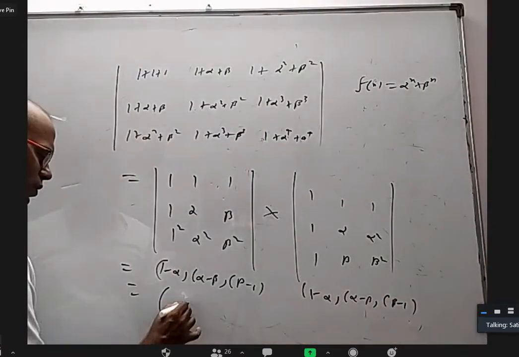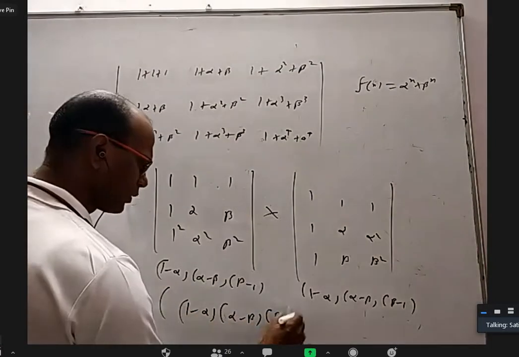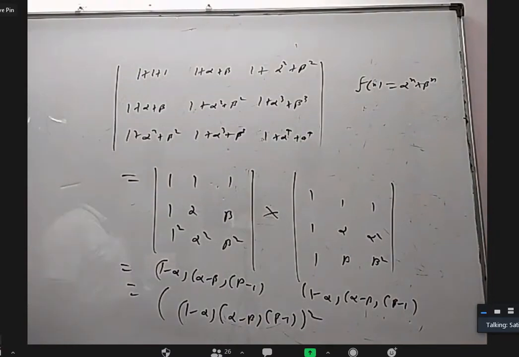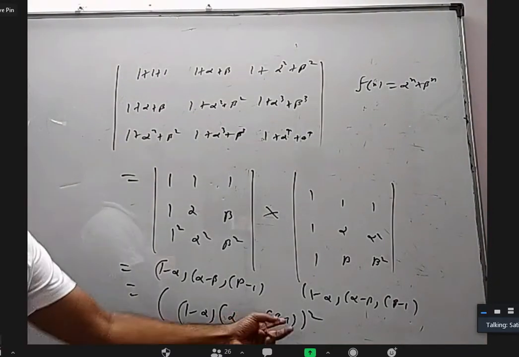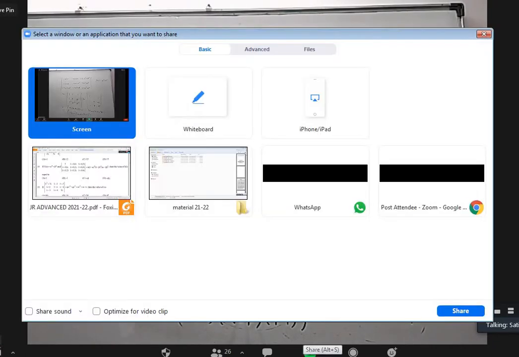So the square of this is 1 minus alpha into alpha minus beta into beta minus 1, whole square, right? You can even take minus common because the square will take care of that. So I think when I gave you a matrix to write as a product of two things, something like this can also be done, right?